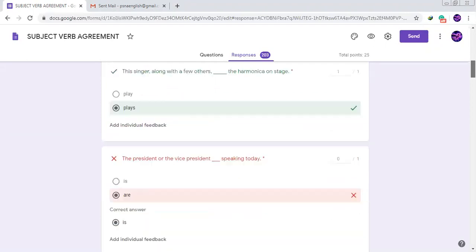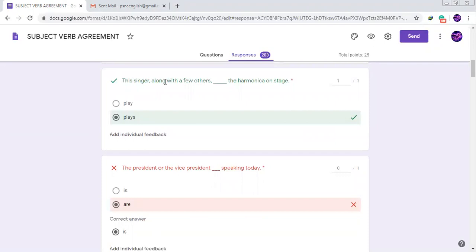Now look at the other sentence. The singer along with the few others plays the harmonica on stage. I told you, when two different subjects are connected by with, along with, together with, as well as, give importance to the first subject. So the first subject is singular, this singer is singular. So the answer is plays. The student has given the correct answer.